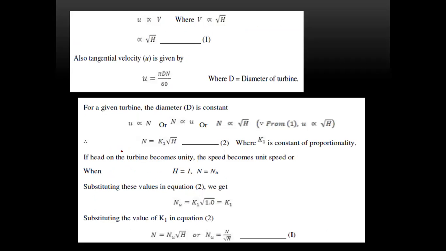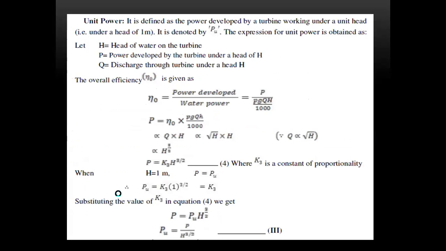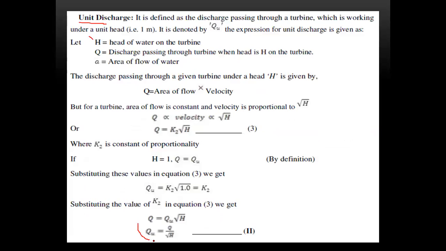Unit speed is expressed as NU, where H is equal to head and U is equal to tangential velocity. For that formula, U is equal to pi DN by 60. For a given turbine, the diameter D is constant. Therefore, keep on solving, you are getting the speed. Next, coming to the unit discharge. How much amount of liquid is discharged per unit? It is defined as the discharge passing through the turbine, which is working under a unit head, that is 1 meter. Now let H be equal to 1. The derivation is the same, it can come in the exam. Keep on solving, you are getting this formula.